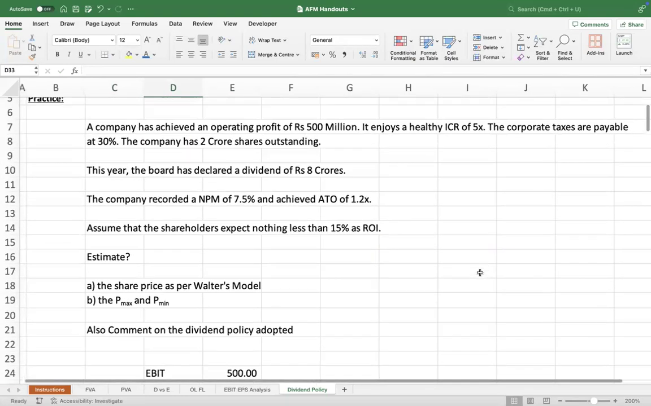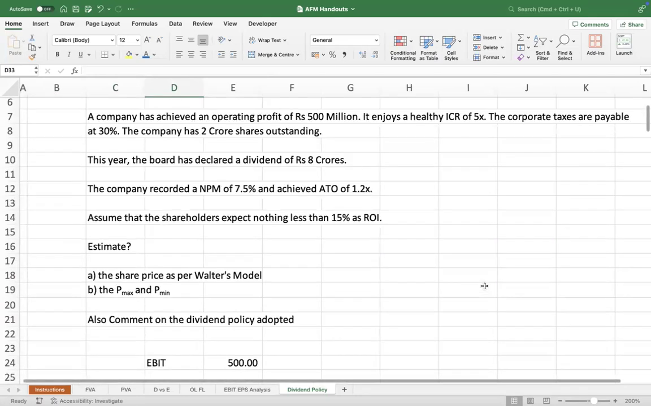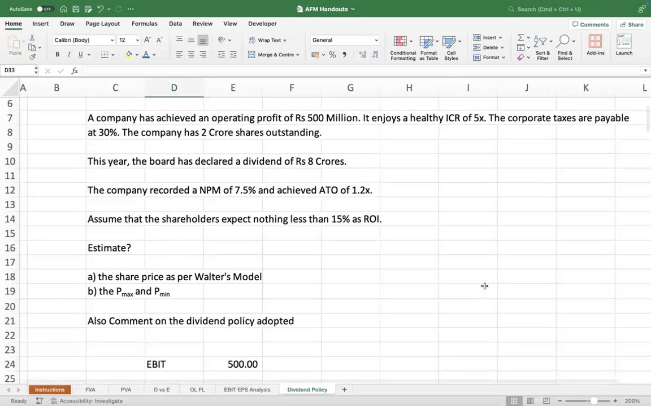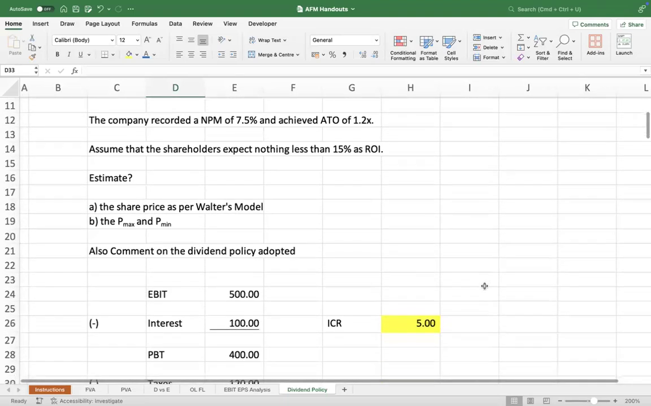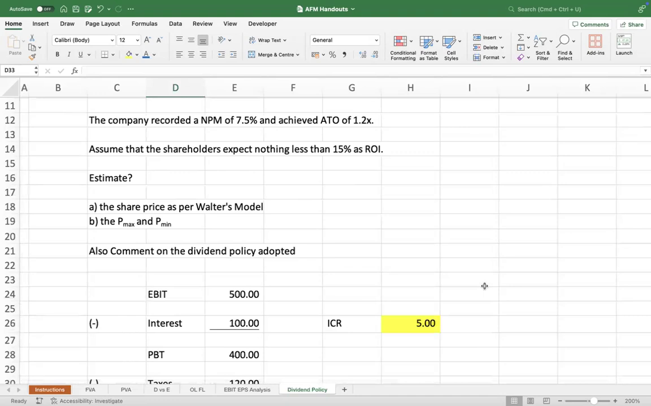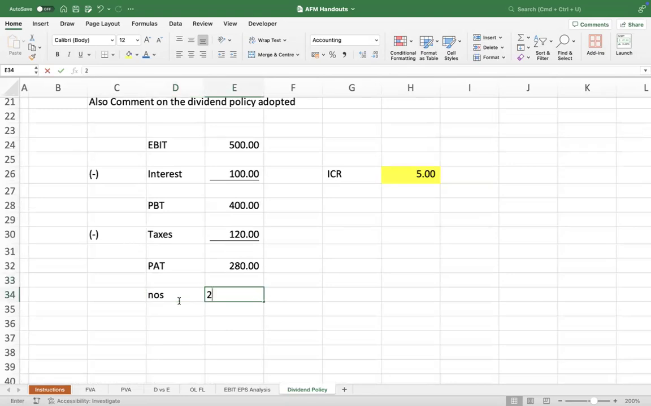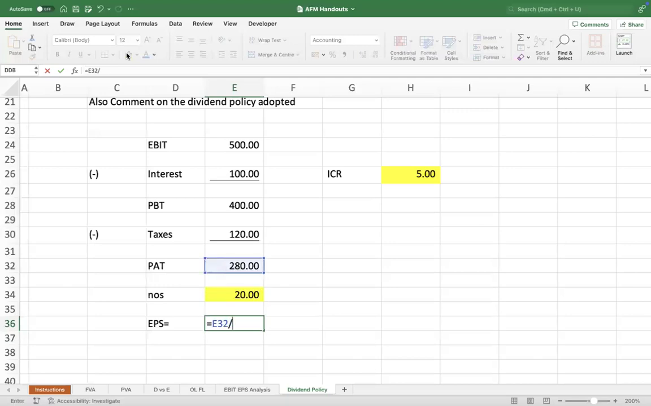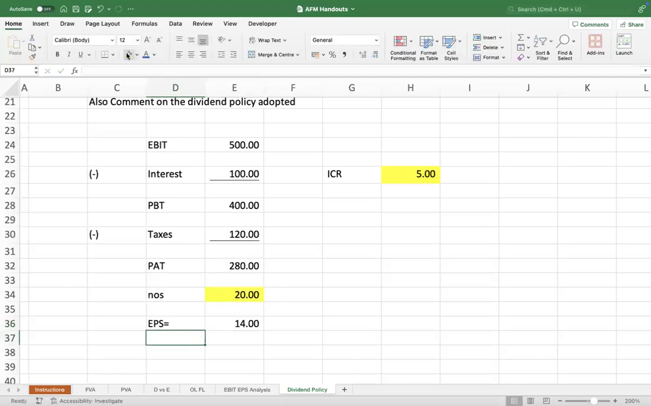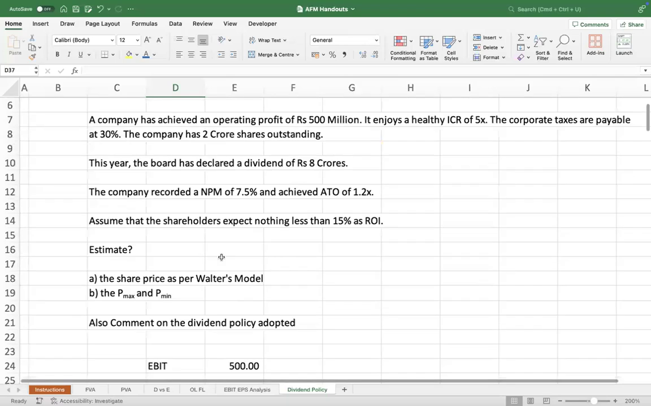Now, PAT, in the absence of preference dividends, is the earnings that is available for the equity shareholders. How many shares are there in the company? 2 crore shares. Now, remember, 10 million is 1 crore. So 2 crore should be equal to 20 million. This is also an input, which means that my EPS, earning per share, comes to be 280 by 20, which is 14 rupees per share.